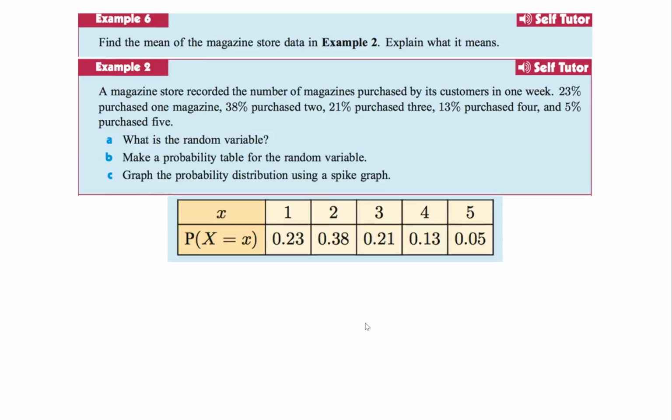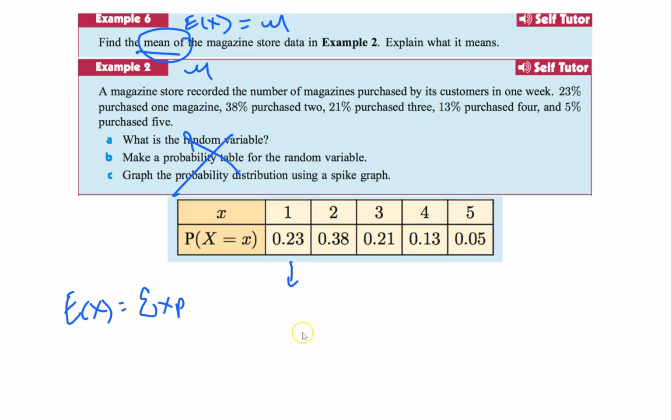So example 6, find the mean of the magazine store data 2 of example 2, and explain what it means. So we actually did this example earlier. It's with the magazine stuff. Ignore all this right now. Where one magazine was a 23% chance, 2 was that. So here's the table. Now, since I have a table, if I want to find the expected value, or the mean, which is also expected value, remember this is equal to this, and that stands for mean. All I'm going to do is the formula. Expected value. Now this one has a table, so I'm going to use the other formula. Equals sum of x times p. So I'm going to multiply my x's and my p's.